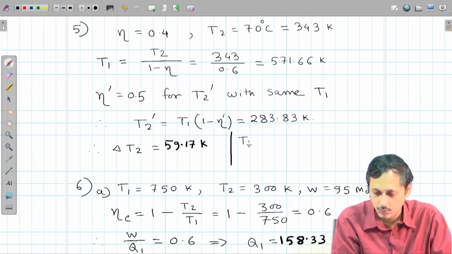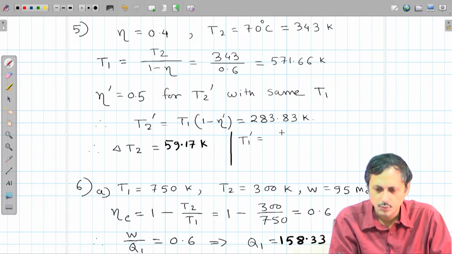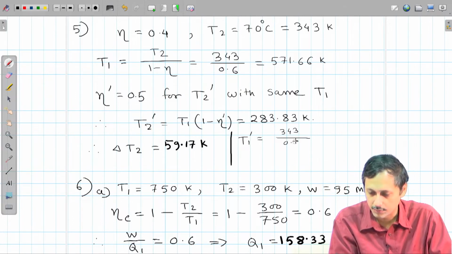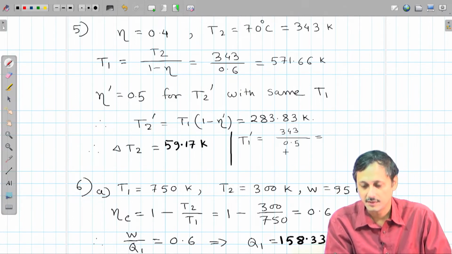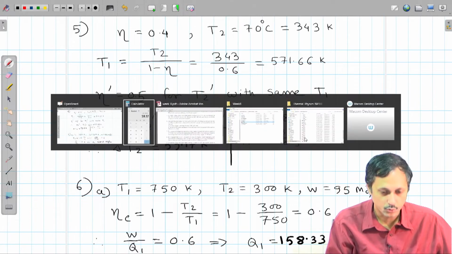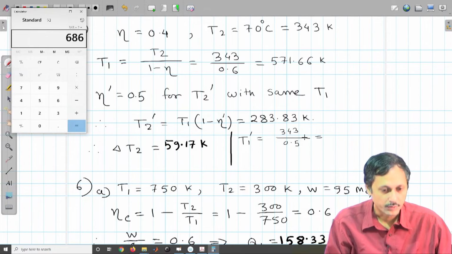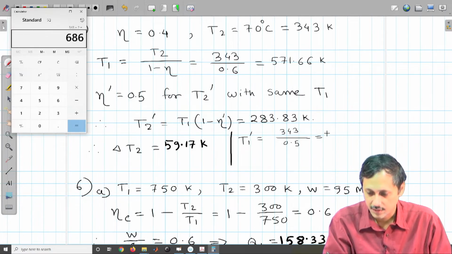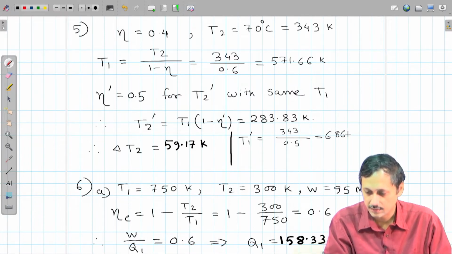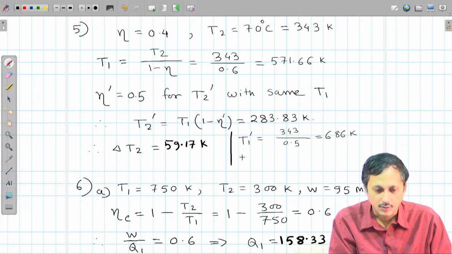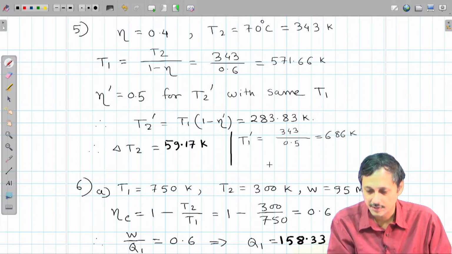So, T1 prime will be equal to T2, which once again is 343, divided by 1 minus eta, which is 0.5. So, basically this is 343 into 2, which is 686 Kelvin. So, initially the temperature is 571 Kelvin.